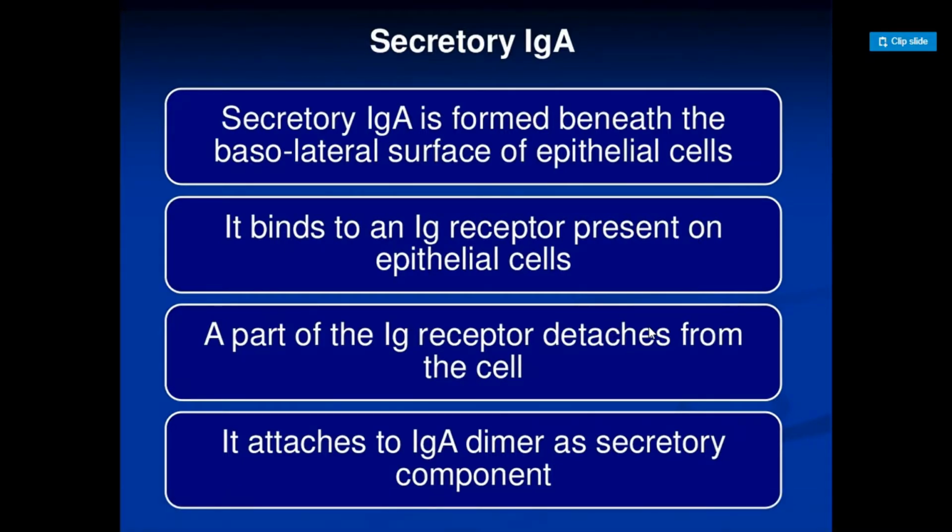Then the secretory IgA. This secretory IgA is formed beneath the basolateral surface of epithelial cells, and it binds to a poly-Ig receptor present on the epithelial cells. A part of the Ig receptor detaches from the cells, and it attaches to the IgA dimer as the secretory component.